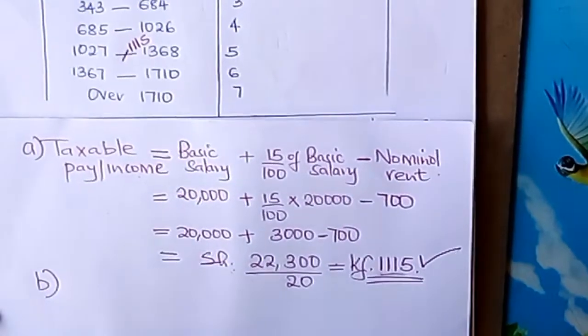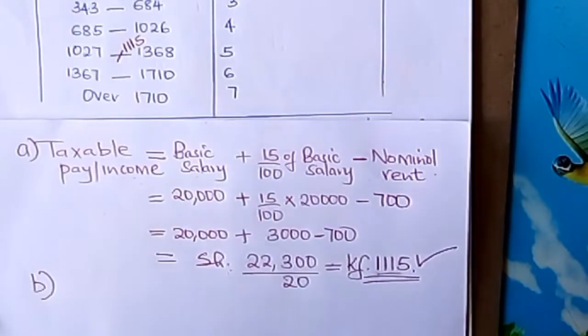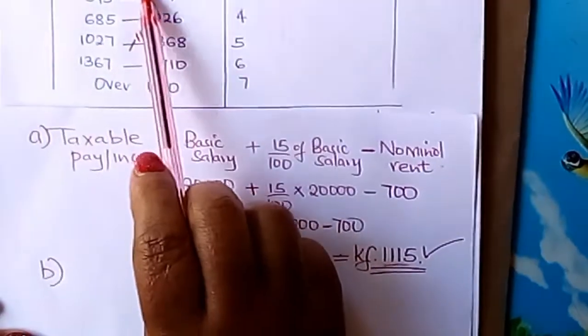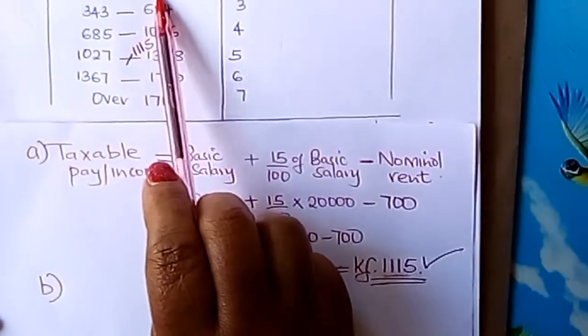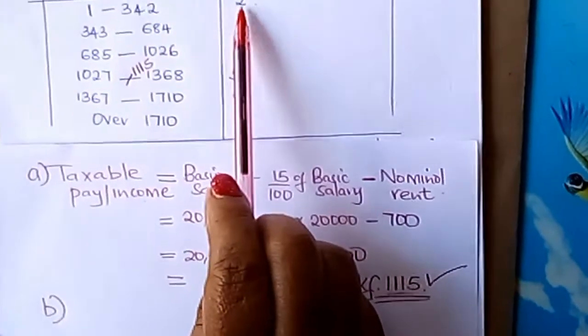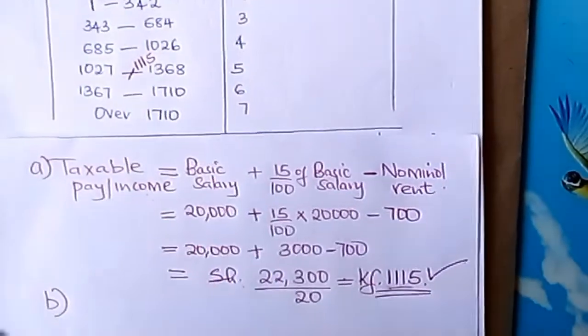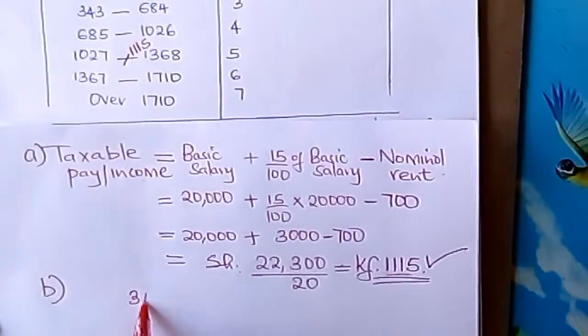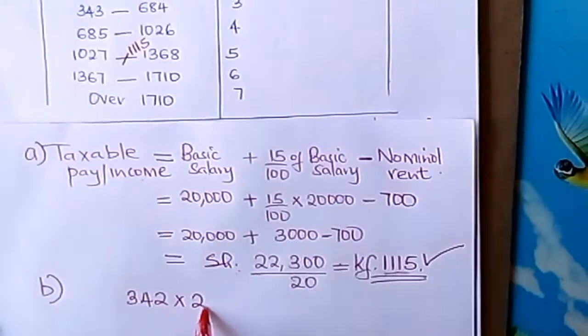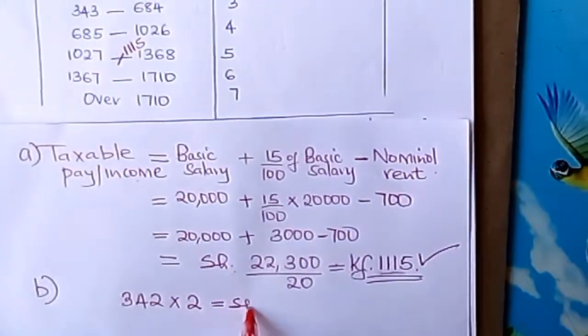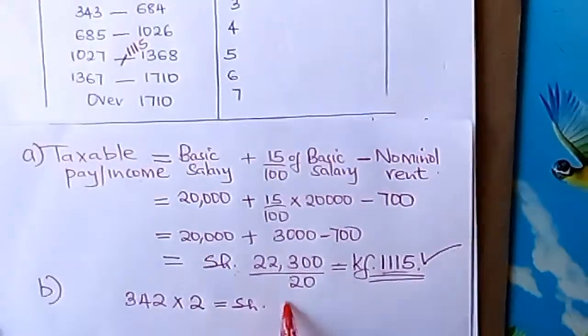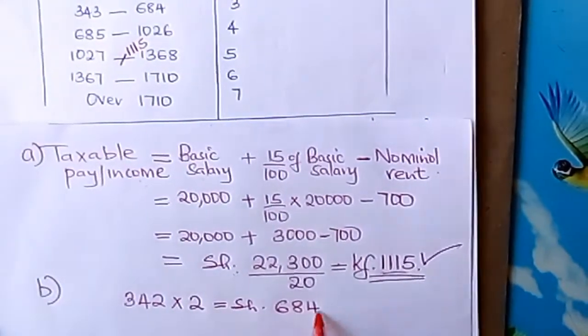So we calculate now the gross or the total tax. The first band, Lana, carries 342 Kenya pounds, taxed at the rate of 2 shillings. So you write 342 times 2 shillings, which will give you how many shillings? It should give you 684.